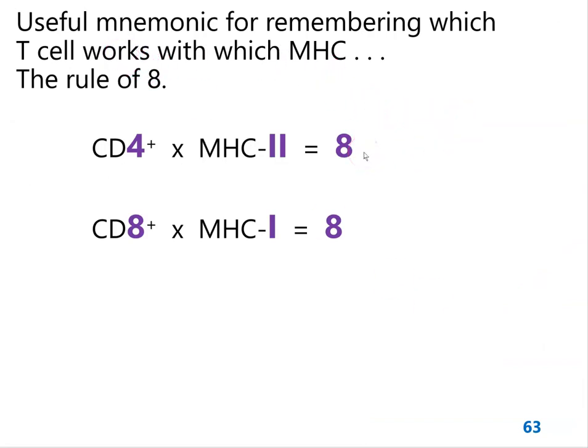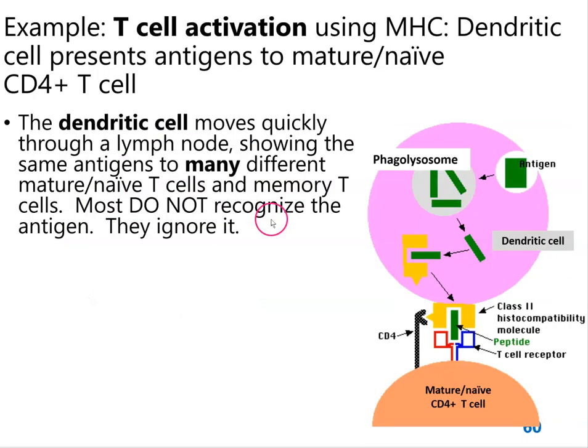You kind of take the numbers and pretend you're multiplying them, and they always come out to 8. So a CD4 positive cell is going to work with MHC2, because if you multiply 4 by 2, you get 8. A CD8 positive cell is going to work with MHC1, because if you multiply 8 by 1, you get 8. Just remember the rule of 8, and you'll be able to keep that straight, and that will rhyme.